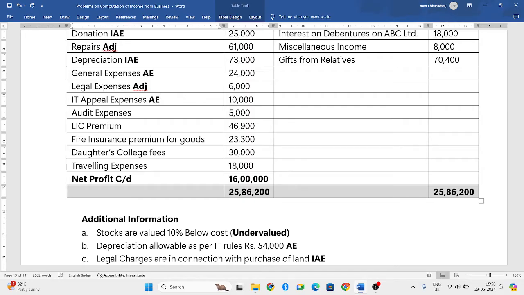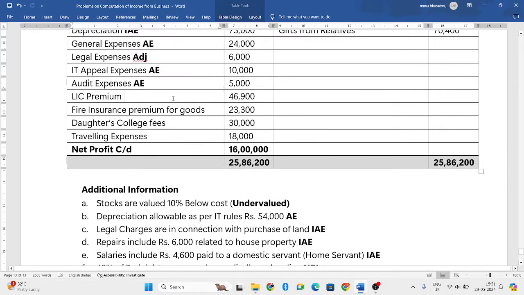Audit expenses: there is a rule in the IT Act that any expenses paid in cash less than 10,000 will be considered as non-taxable, so we consider it admissible. If it is over and above 10,000, it is inadmissible. So if it is less than 10,000, we consider it admissible; if it is over and above 10,000, we consider it inadmissible. Here, since it is 5,000 rupees, less than 10,000, we consider it as admissible expenses. Remember this point.